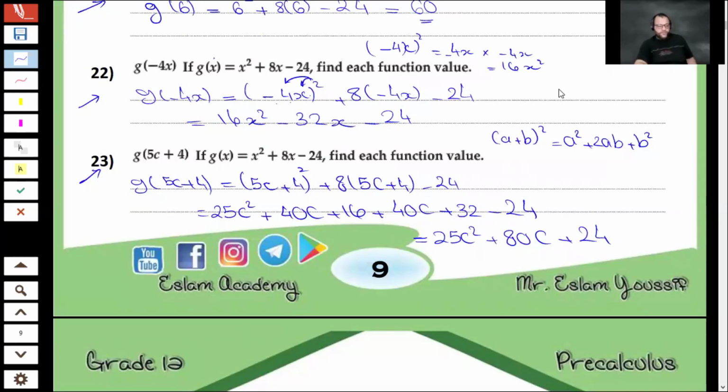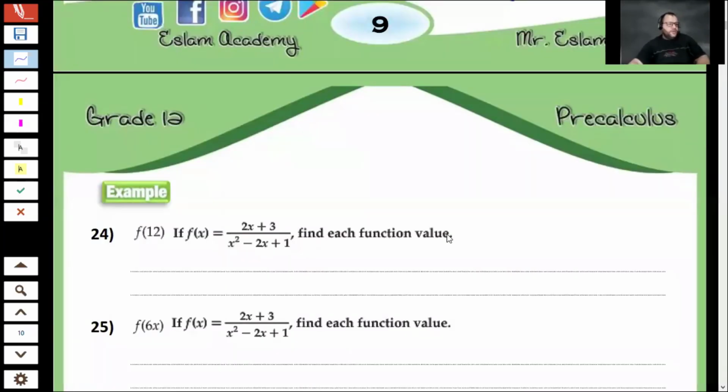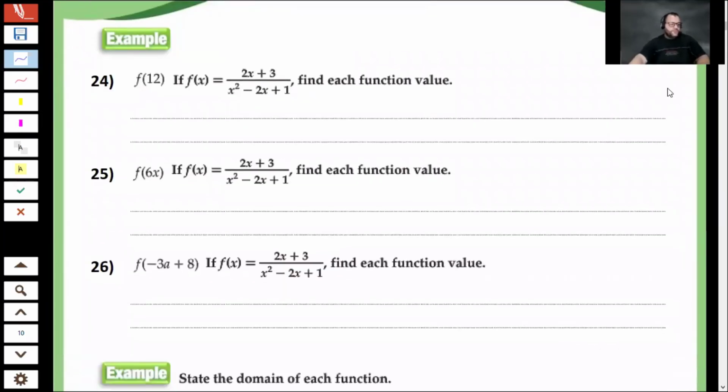Okay. So please start solving number 24, 25, and even 26. Solve on a paper beside you and send it on Telegram. If you don't have the Telegram number, that's my number on Telegram.